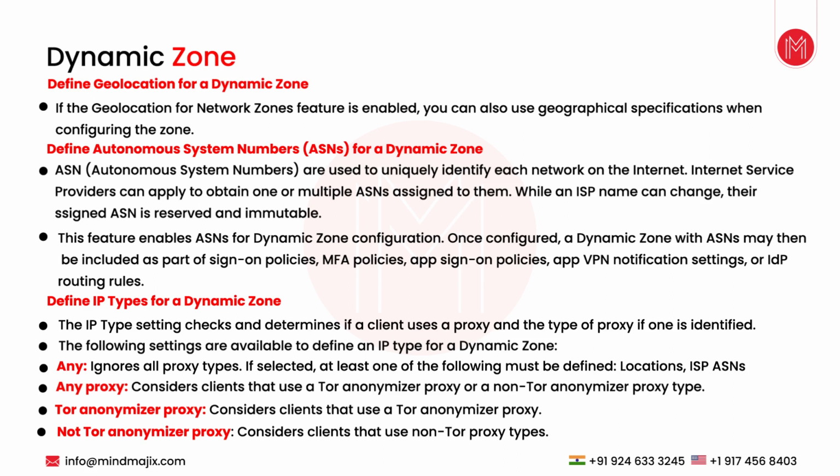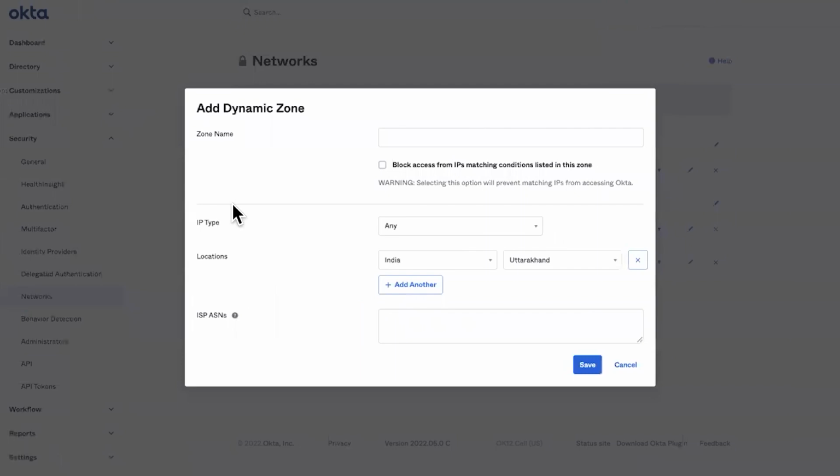While an ISP's name can change, their assigned ASN is reserved and immutable. So we have autonomous system numbers for a dynamic zone, which are used to uniquely identify each network on the internet. There could be many networks on the internet with certain names and some unique ID which will help identify which network it is.